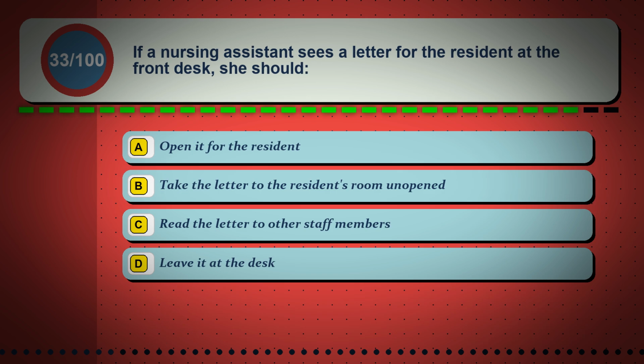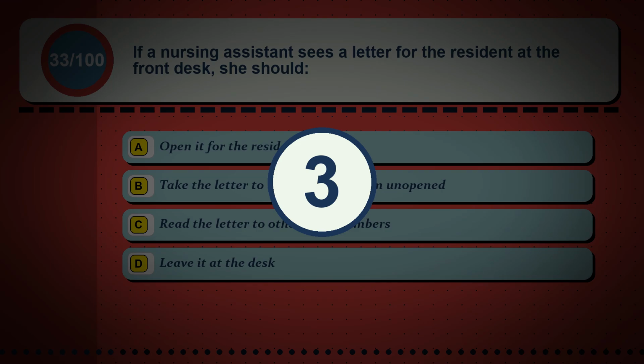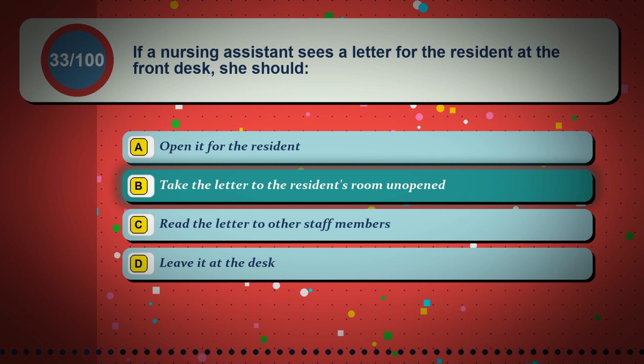Question 33. If a nursing assistant sees a letter for the resident at the front desk, she should option A, open it for the resident. Option B, take the letter to the resident's room unopened. Option C, read the letter to other staff members. Option D, leave it at the desk. The correct answer is option B, take the letter to the resident's room unopened.